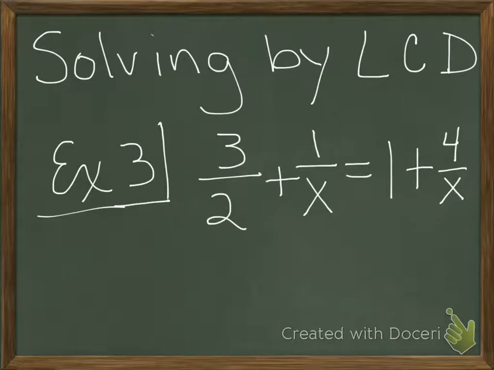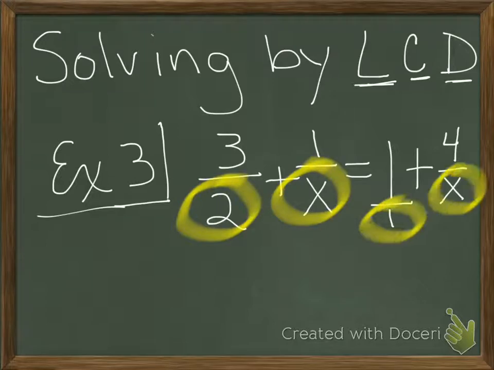The next type we have is solving rational expressions or rational equations by lowest common denominator, which is the same thing we did in 8.5. And you may not have loved that, but we're going to use it again now to solve. For example 3, I have 3 over 2 plus 1 over x equals 1 plus 4 over x. So the first thing I'm going to do is make that 1 be 1 over 1 so that it has a denominator.